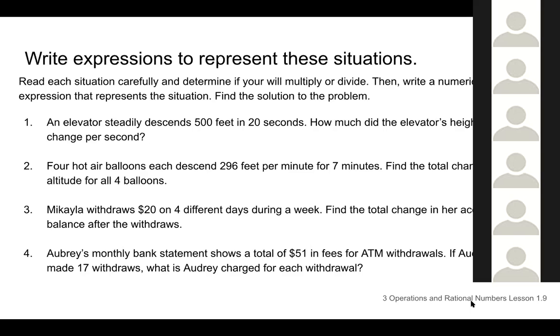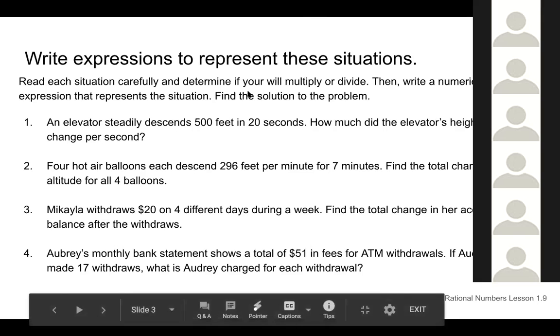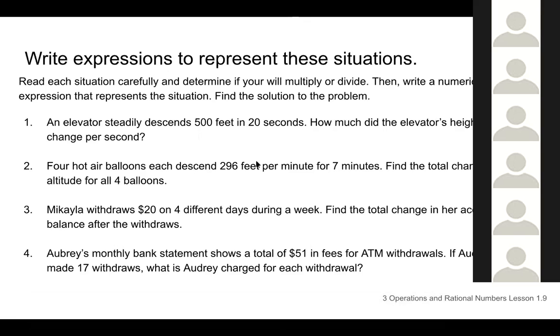Okay, and how do you know it's asking us to divide? The elevator steadily descends 500 feet in 20 seconds. What indicated to you division? Descend indicated division? Okay. I was thinking per second. Good. Actually, that's what should indicate division, the per. The descend should indicate to you that it's going down, so that's still negative. So descending means this is going down. So this 500 feet is negative, but per is what indicates division.